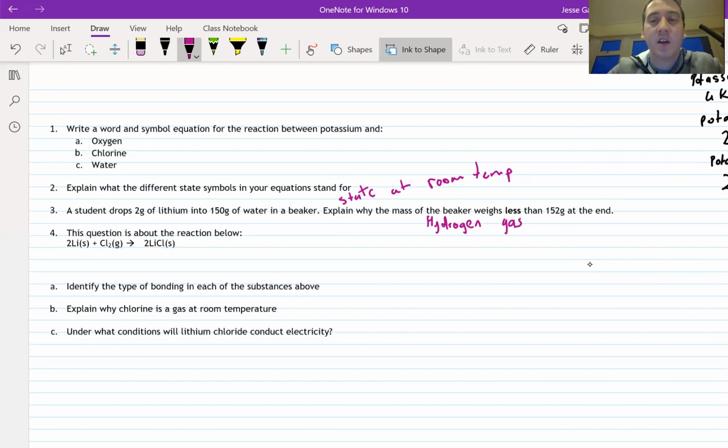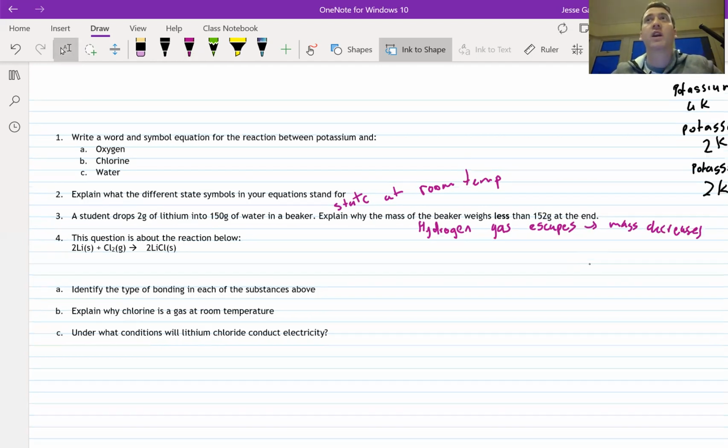Well, hydrogen gas is made and it escapes, or is evaporated from the reactant mixture. And that means it appears that the mass decreases. So hydrogen gas escapes, mass decreases. Doesn't mean that that matter was destroyed though. Okay, it does not mean that matter is destroyed.